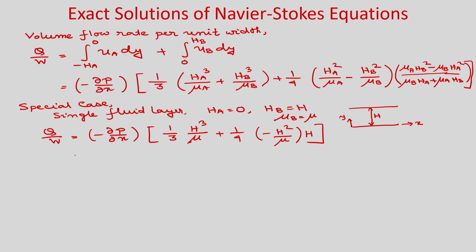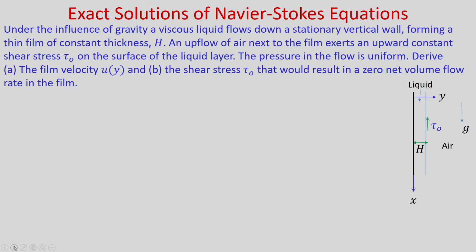Okay. So, finally, after rearrangement you will get h cube by 12 mu into minus del P by del X. So, you can see this is the same expression as you will get for the plane Poiseuille flow, where the distance between two parallel plates is h. Now, let us take another example problem.